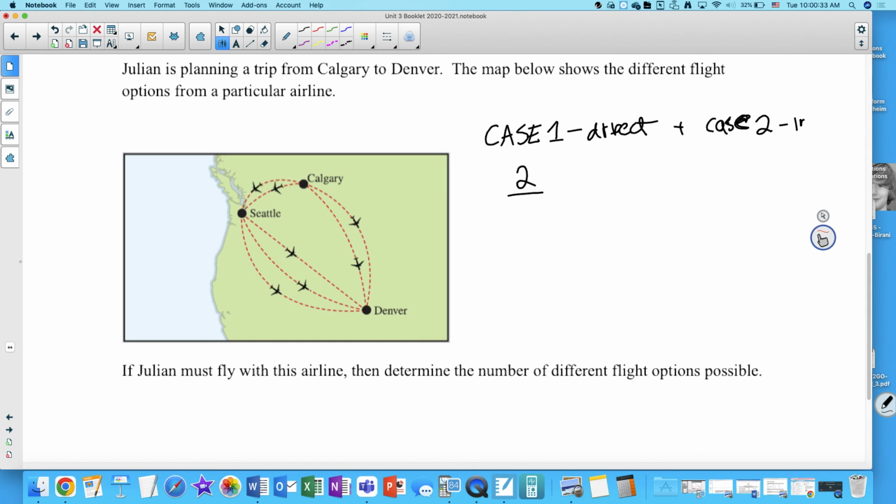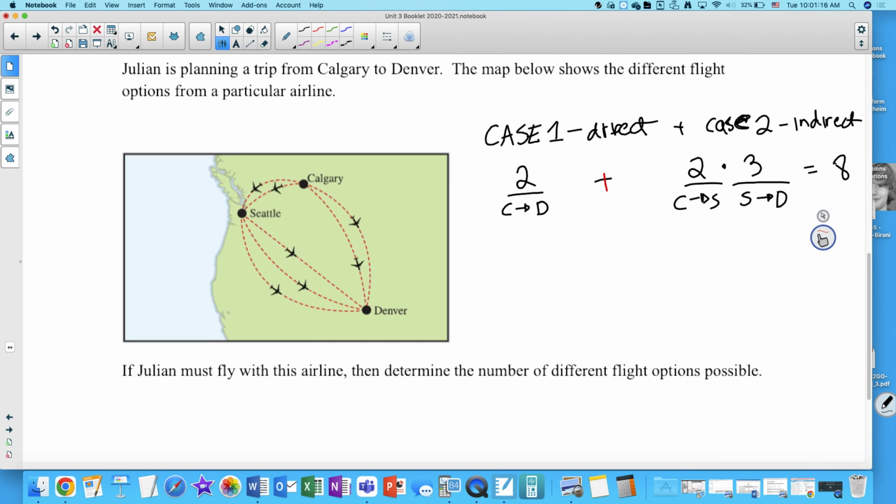Okay, and then in that case, I've got to make two decisions. How do I get to Seattle from Calgary? And then how do I get from Seattle to Denver? So the first direct flight is basically Calgary to Denver. In case two, I have to go Calgary to Seattle and then Seattle to Denver. I have from Calgary to Seattle, it looks like two options, and then from Seattle to Denver, I've got three. So if we add these all up, that's 2 plus 6 is 8 altogether.